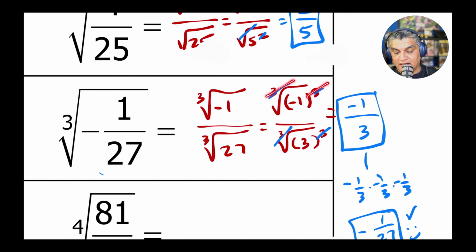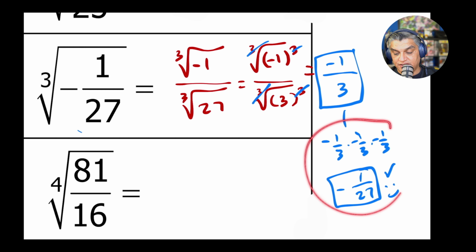And so these cancel out, and I'm left with negative 1 in the numerator. And then again, 27, I can rewrite that. That's a perfect cube, so I can rewrite 27 as 3 to the third power because I want to write it as a third power so it can cancel with the third root, because third powers and third roots cancel each other out. And so those cancel, so I'm left with 3 in the denominator. And so my answer is negative 1/3. So the cube root of negative 1/27 is negative 1/3.